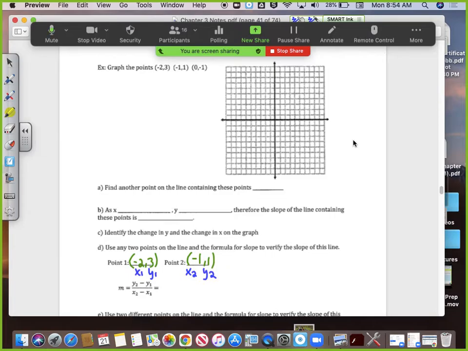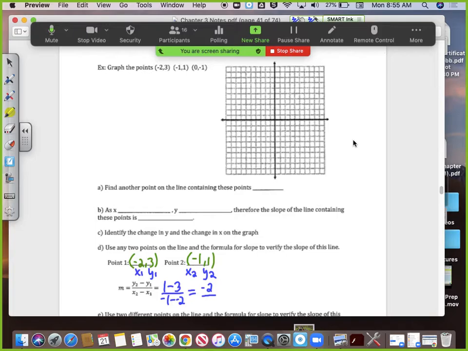The formula says take y2 and subtract y1. Well, y2 is 1, y1 is 3. So it's going to be 1 minus 3 on the top. The denominator says take x2, which is -1, and subtract x1, which is -2. Then we simplify. 1 minus 3 is -2.